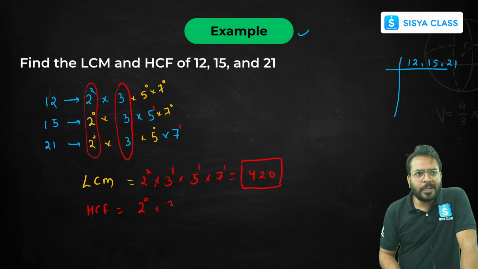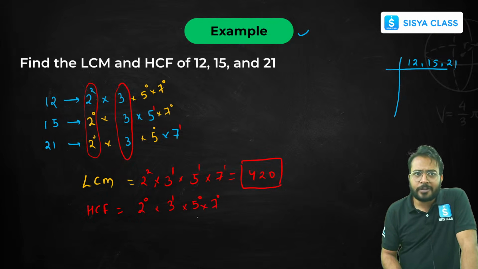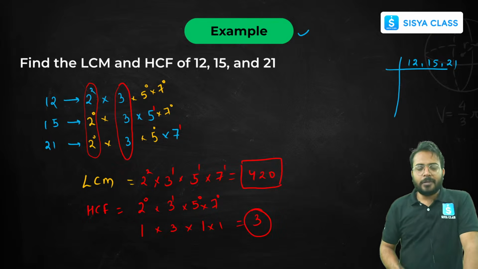In 3, it is having the same power. Now yes or no? That means 3 to the power 1. In 5 we are having smallest power as 0. In 7 also we are having smallest power as 0. Yes or no? That means 2 to the power 0 means 1. Here we are going to have 3, here we are going to have 1, here also we are going to have 1, that means HCF is going to be 3 itself.